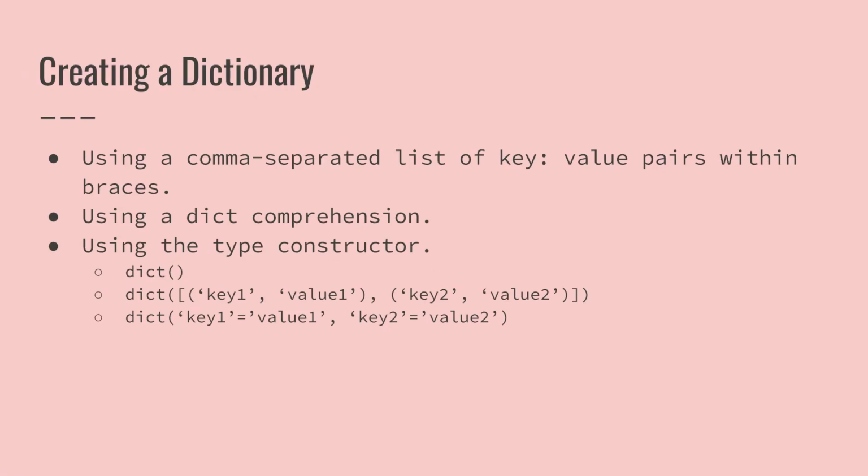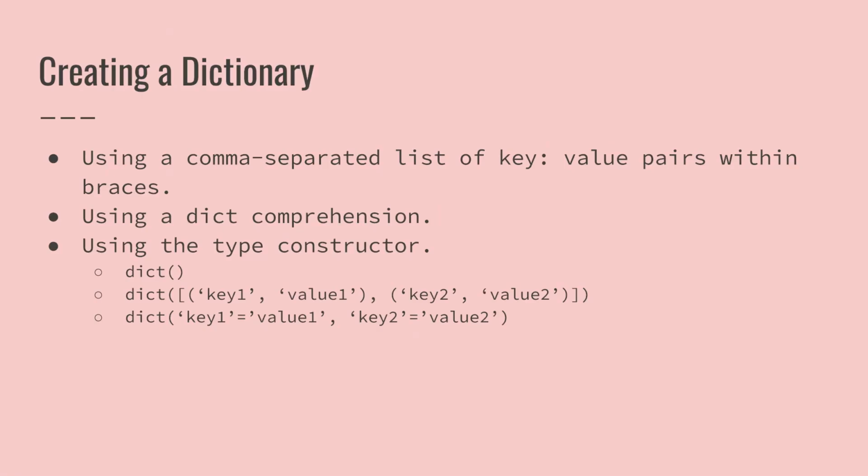This can be done in several ways, as seen on the screen right now. First is the function dict parentheses, which just creates an empty dictionary. You can create it with some values already written into it, and there are two ways to write dictionary entries into it, as you can see from the examples on screen.